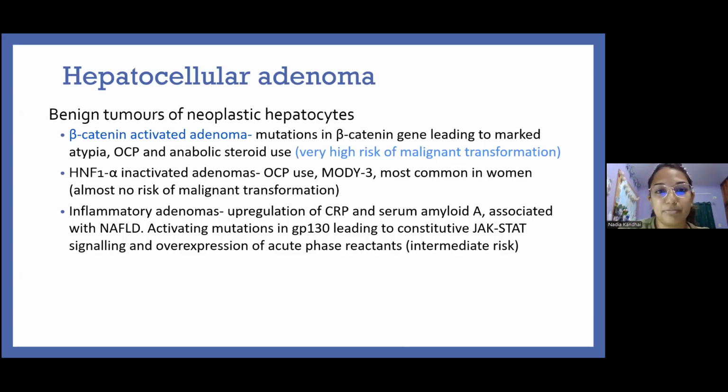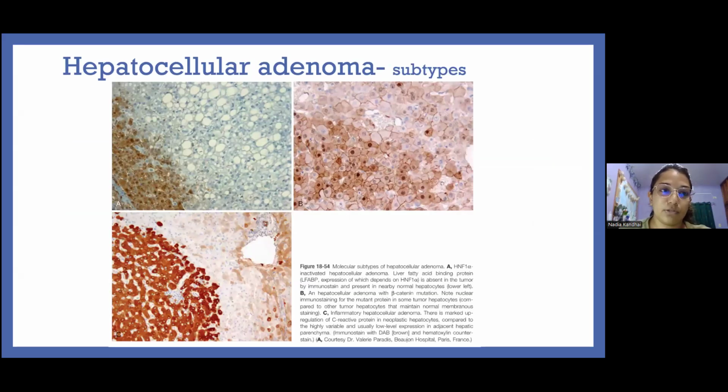The highest risk of malignant transformation is the beta-catenin activated adenoma, and this is from mutations in the beta-catenin gene leading to atypia. It's associated with oral contraceptive use and anabolic steroid use. Some other benign tumors are the HNF1 alpha inactivated adenomas and the inflammatory adenomas. So just a picture of the subtypes of the hepatocellular adenoma as discussed before, and the staging.